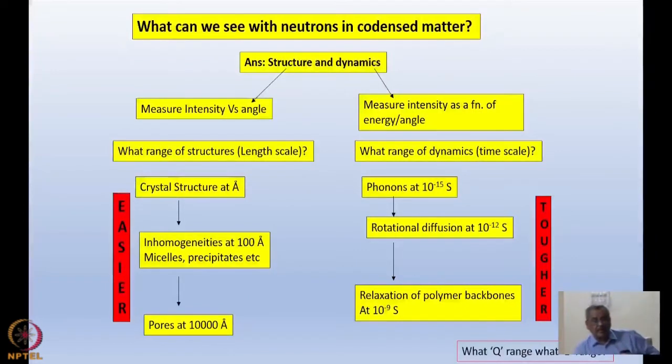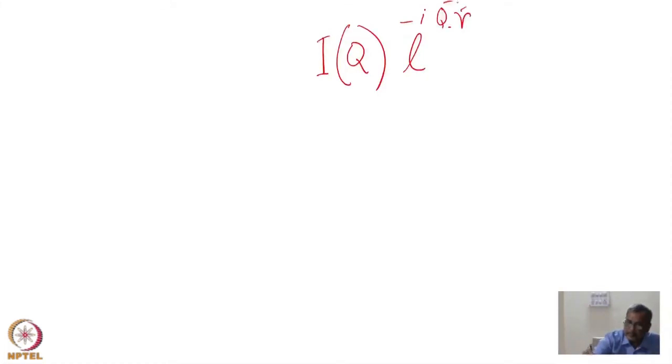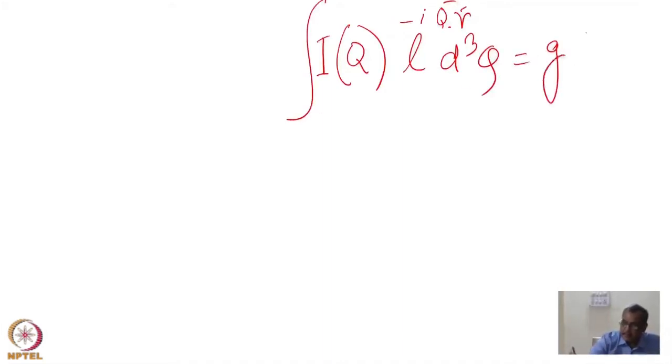angle. And that gives me the Q vector, which means I get I(Q), as I showed you, and its Fourier transform over Q is related to my G(r). So in general, this is the most general statement for diffraction.